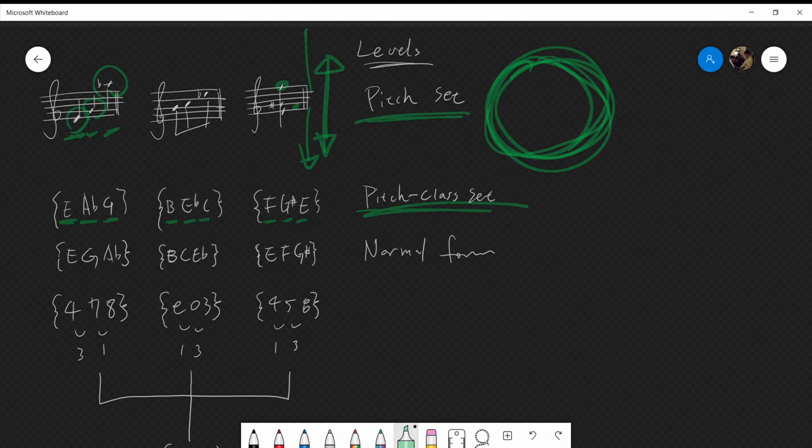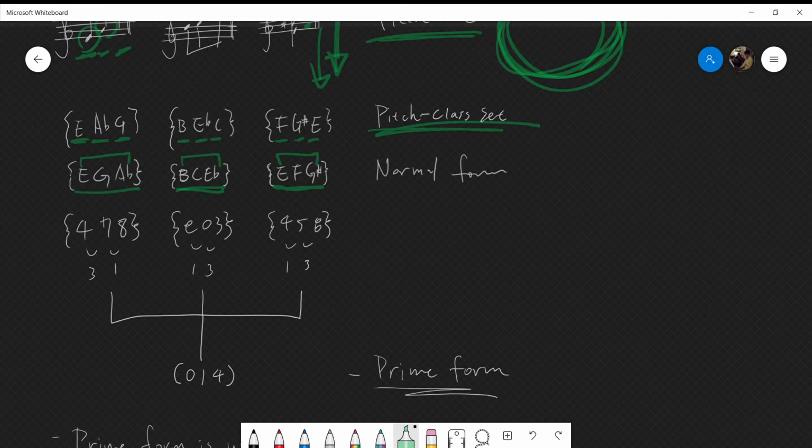Okay, and we go one step further and arrange it so that it follows a certain order of intervals, right? The most compact way to organize these three pitch classes is the normal form, right? So a pitch class set can be many different things, but normal form is a standardized version of various pitch class sets. Does it make sense?